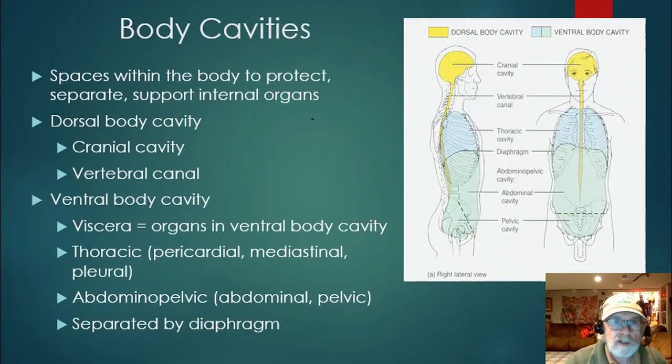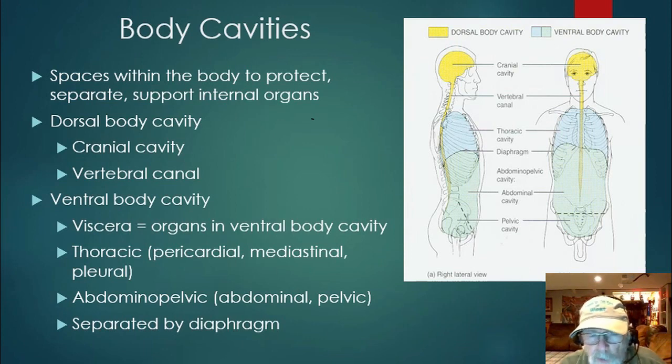A couple other things. Let's talk about body cavities now. Okay, a couple more things we've got to talk about before we finish. Let's talk about body cavities. Basically, we have two main body cavities. Remember Rocky? Rocky's in the freezer and he's punching the sides of the beef. You see the inside of the sides of the beef all hollowed out. Well, that's a cavity. The body has a number of cavities.